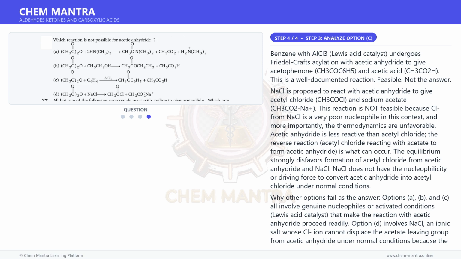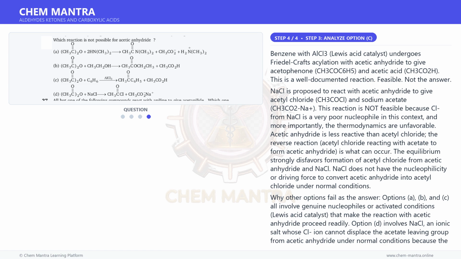Benzene with AlCl3, a Lewis acid catalyst, undergoes Friedel-Crafts acylation with acetic anhydride to give acetophenone, CH3COC6H5, and acetic acid, CH3CO2H. This is a well-documented reaction. Feasible. Not the answer.